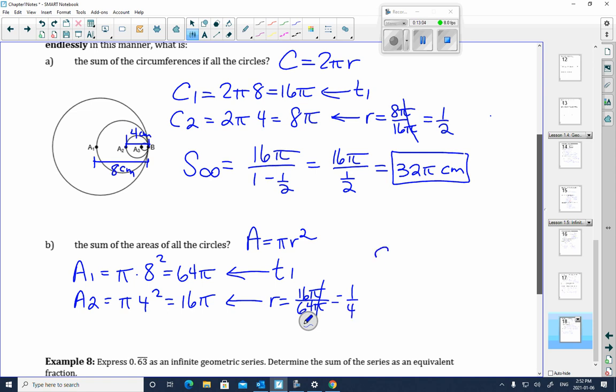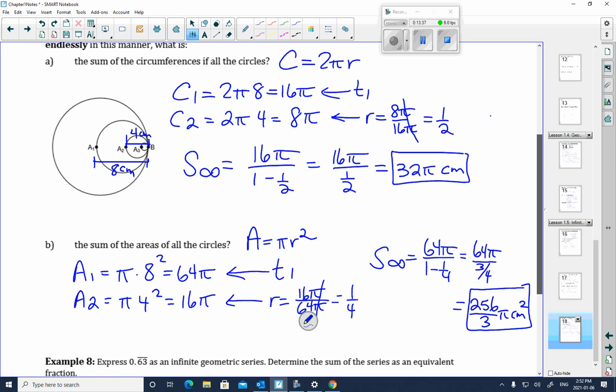So the sum to infinity then would be the first term, which is 64 pi divided by 1 minus 1/4, which is 64 pi divided by 3/4. So if you're having a problem knowing how I'm punching this in my calculator, I'm essentially leaving the pi alone, and I'm just punching in 64 divided by 3/4, and that's how I'm getting 256/3 pi centimeters squared. Centimeters squared because it's area.